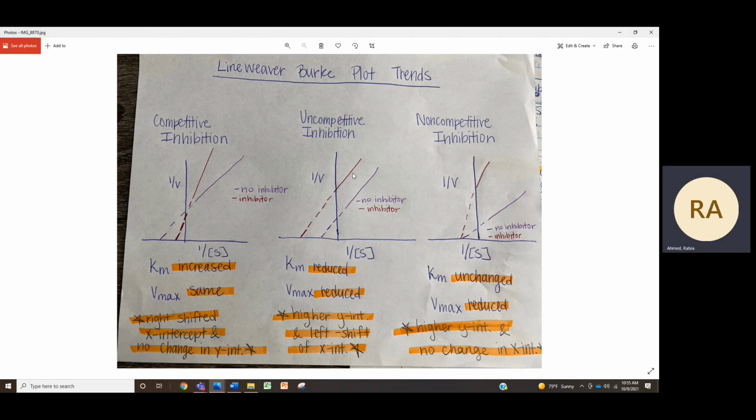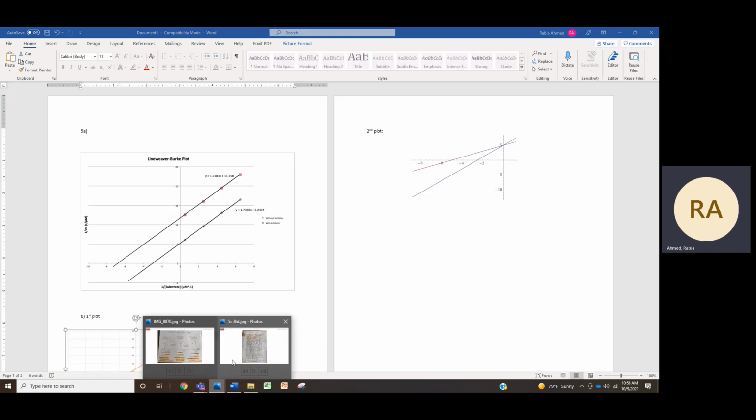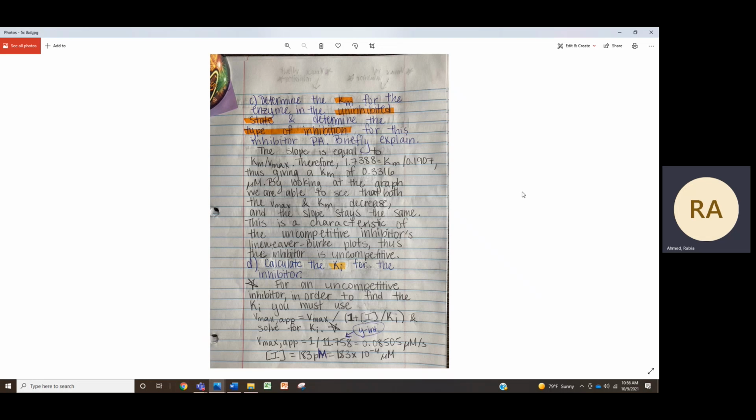So the higher the Vmax on here, the lower it is. The lower the Vmax value, since it's inverse, if that makes sense. Email me if it doesn't. And then we're going to move on to 5D.